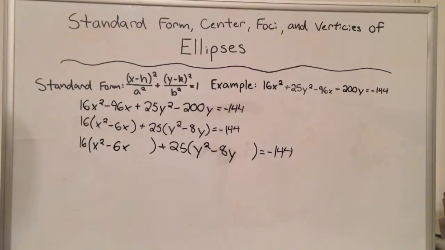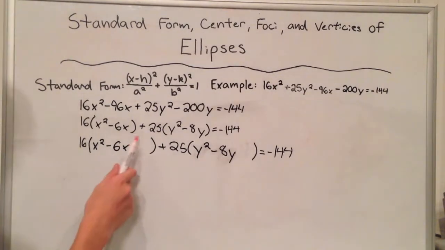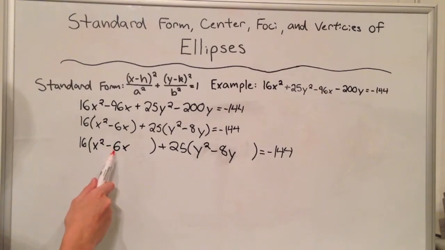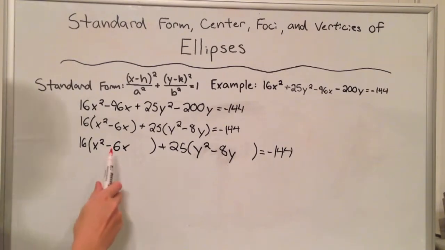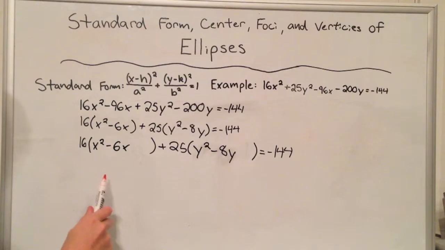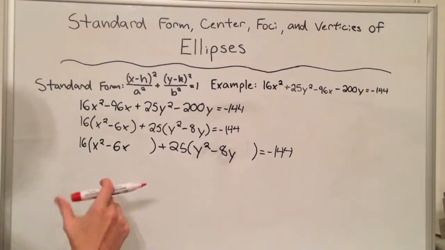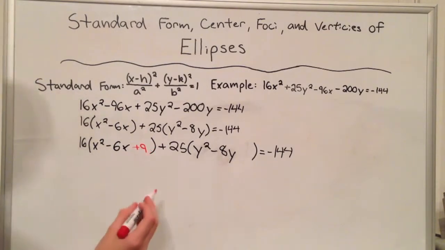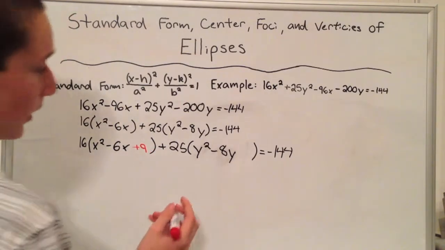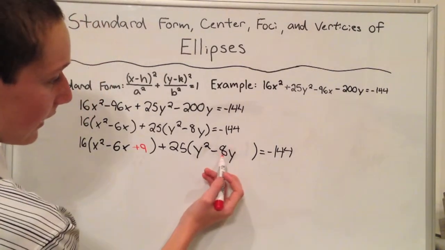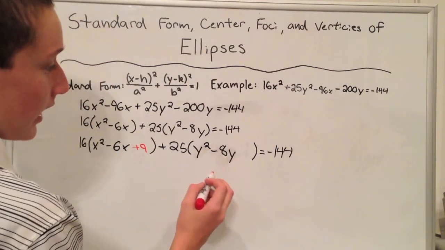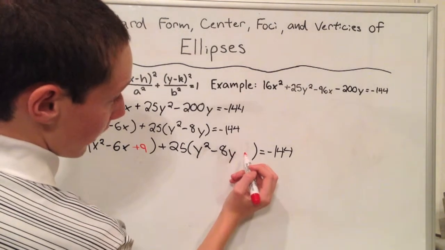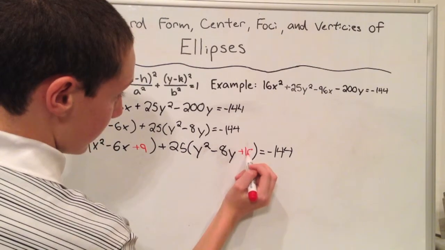Now you'll have to complete the square. For x, to find this value, which is c, you take the negative 6, the b, and divide it by 2 and square it. Negative 6 divided by 2 is negative 3, and negative 3 squared is 9, so you add 9. You do the same for this side as well, but you take negative 8 and you divide it in half, and you get negative 4, and negative 4 squared is 16, so you add 16.